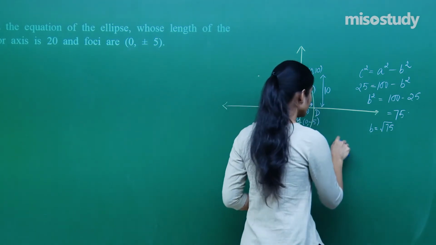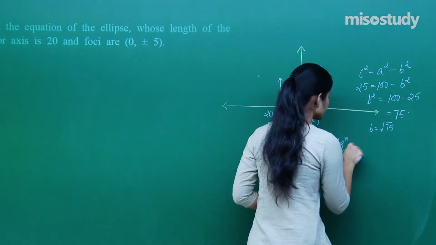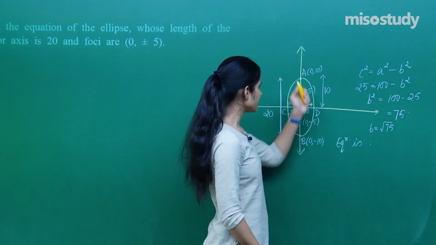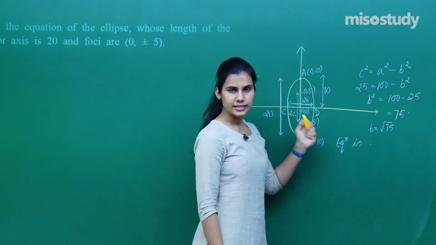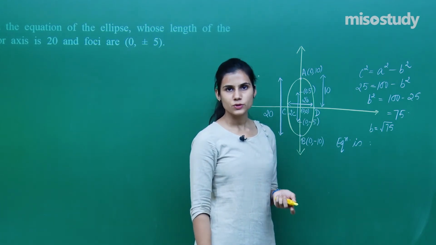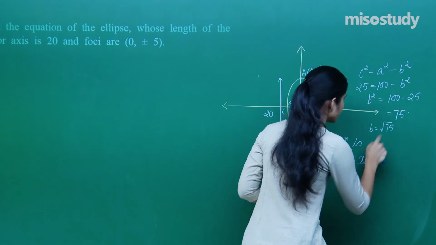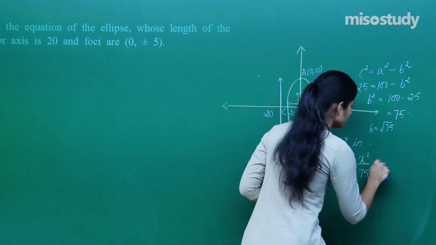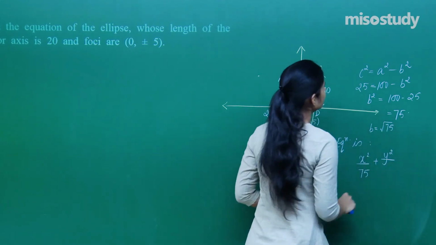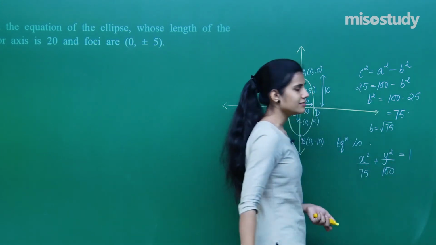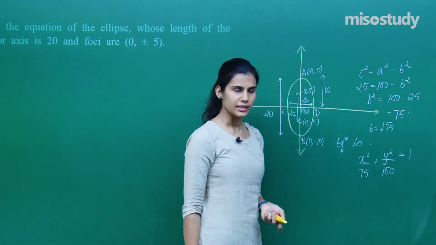I don't need the other coordinates. What is the equation of such an ellipse which has its major axis along the y-axis and center at the origin? It is x square by b square plus y square by a square equals 1. This is my required equation of the ellipse.